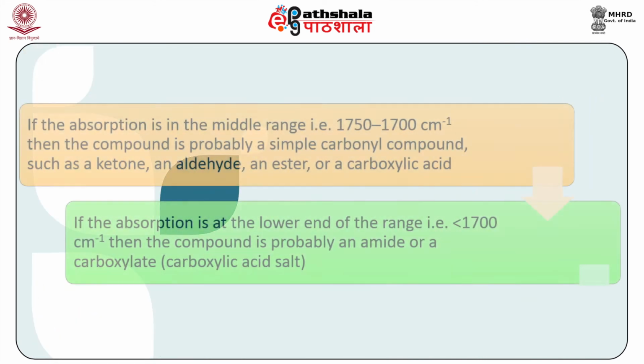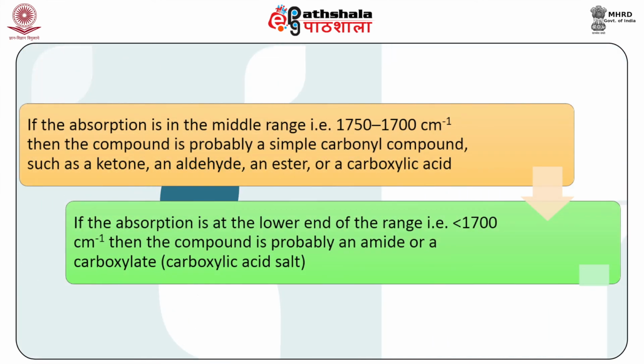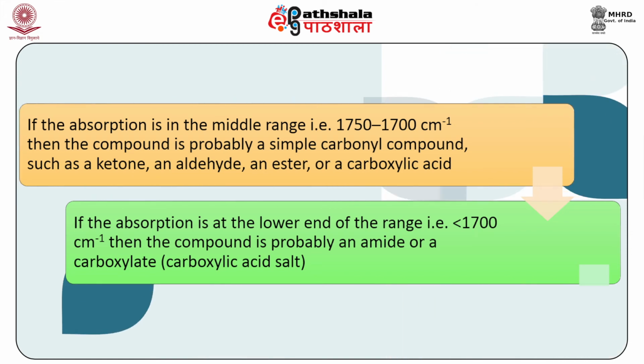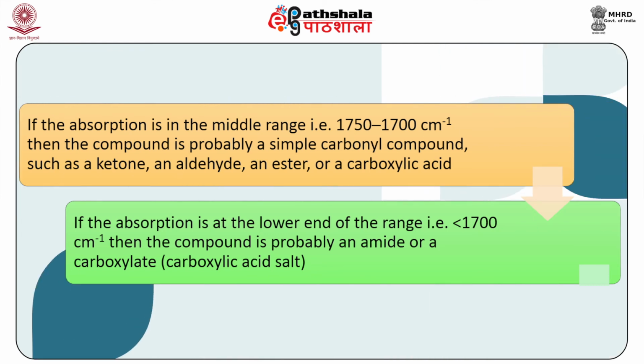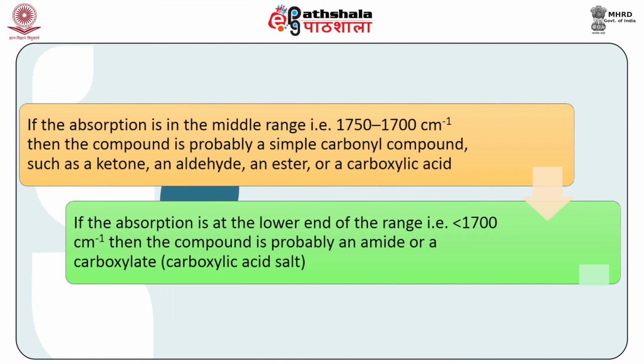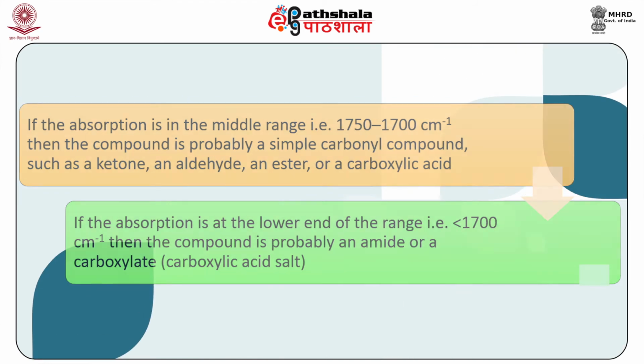If the absorption is in the middle range, say 1750 to 1700 cm⁻¹, then the compound is probably a simple carbonyl compound such as a ketone or an aldehyde, an ester or a carboxylic acid. If the absorption is at the lower end of the range, that is 1700 cm⁻¹, then the compound is probably an amide or a carboxylate salt.